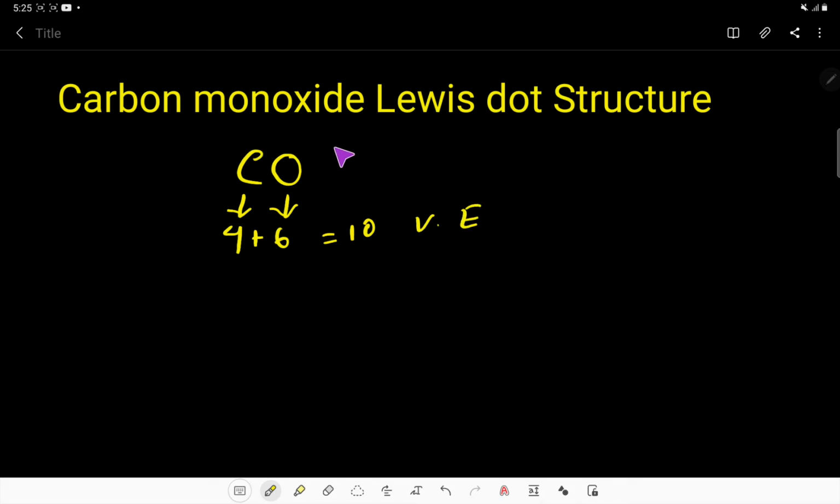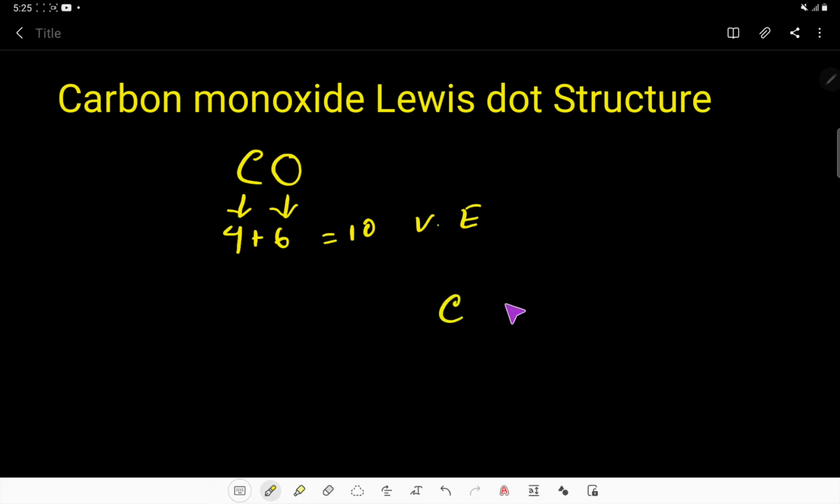So in the carbon monoxide Lewis structure there are 10 valence electrons, and these 10 valence electrons will be used to link these two atoms and to satisfy the octet for both atoms. So these 10 valence electrons have two tasks. One is to link these two atoms and another task is to satisfy the octet for both atoms. So let us do the first task.